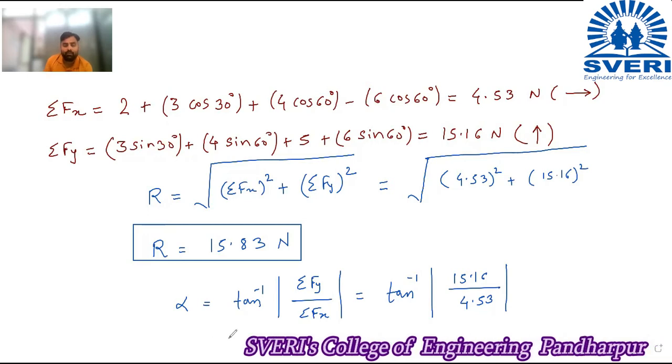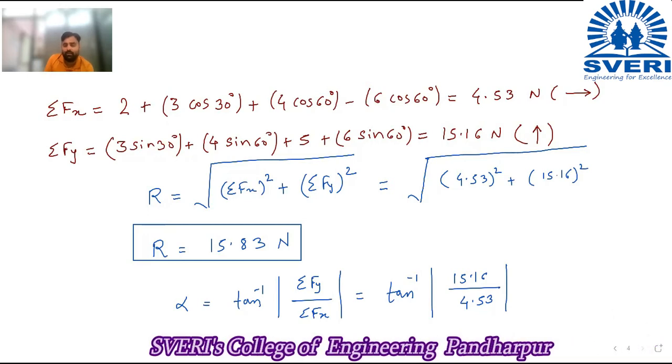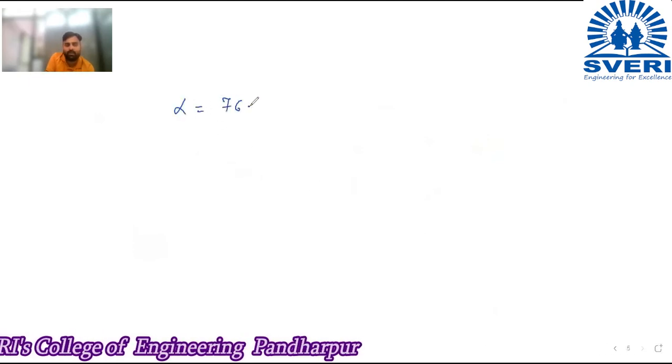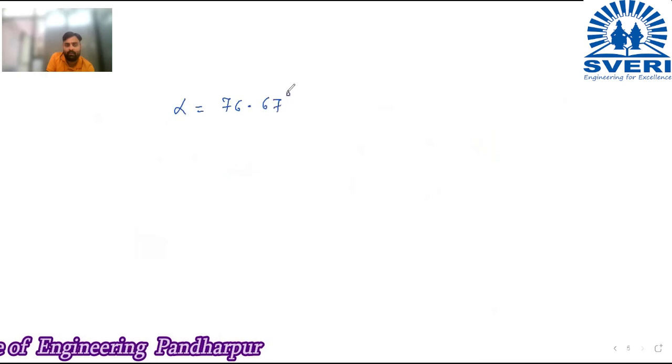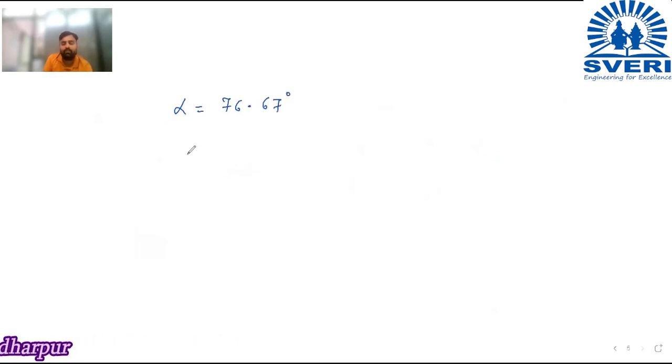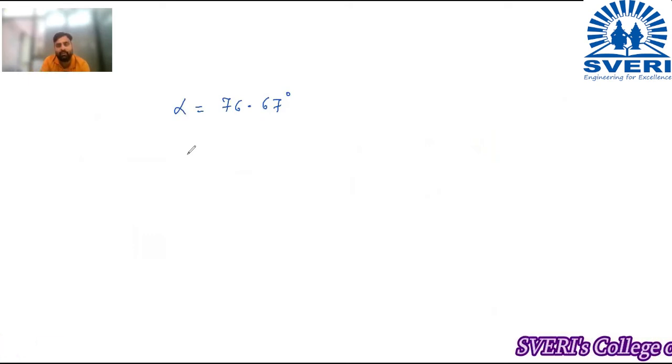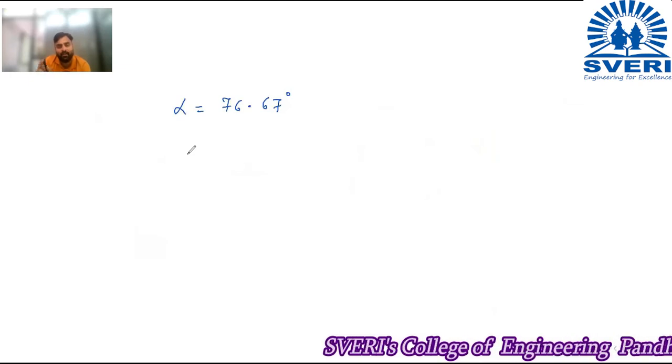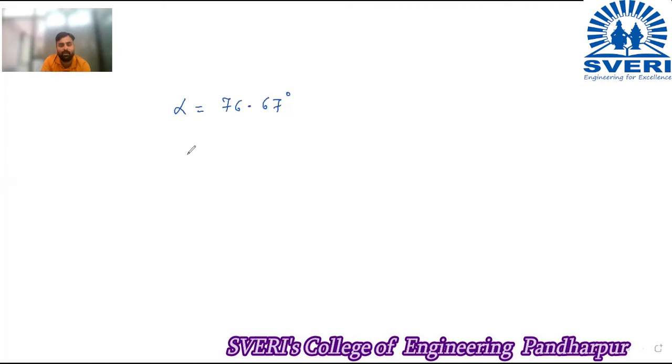76.57. Okay, so angle alpha is 76.67 degrees. So this is the angle alpha. That 3.34, or whatever answer you have calculated, now take the tan inverse of that, because the formula is alpha is equal to tan inverse of summation fy upon summation fx.